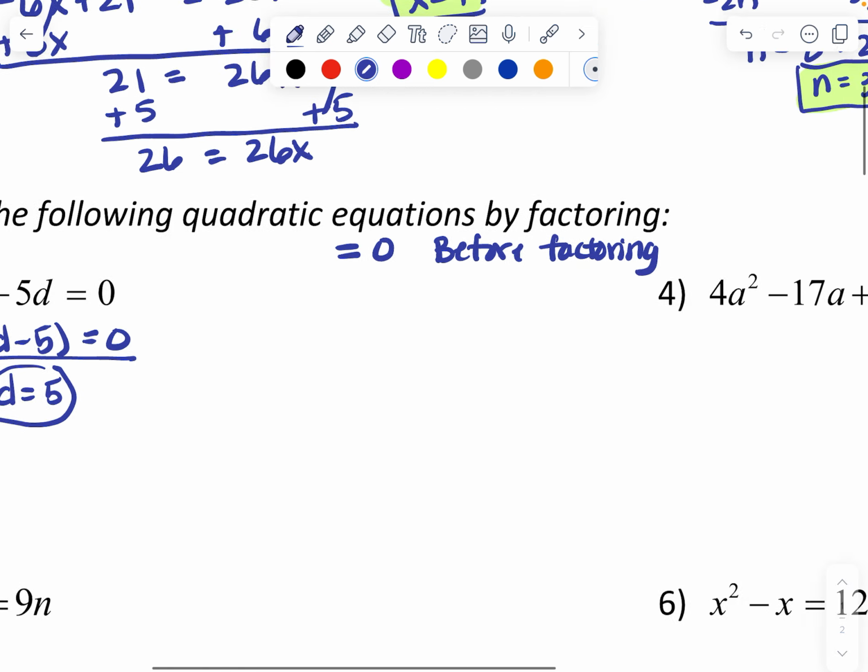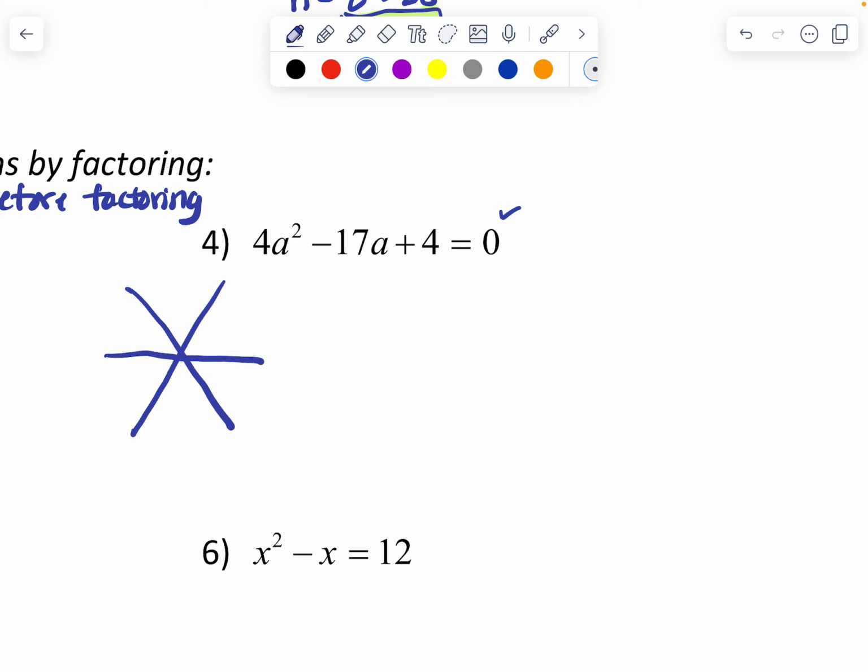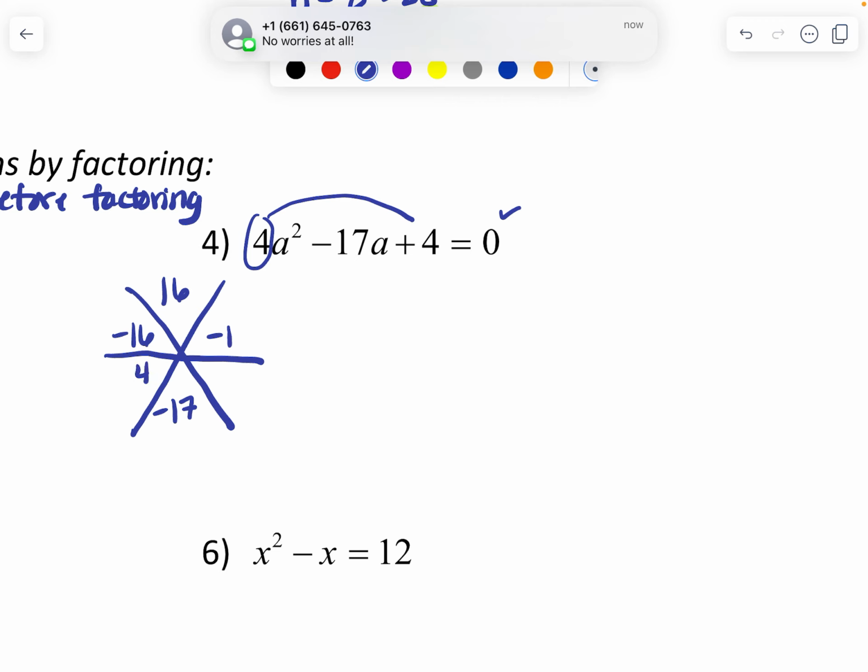Okay? For number 4, okay, again, it's equal to 0, so I'm good to go there. This is a big star, so let's go ahead and put that together. So on top, I'm going to have 4 times 4 is 16. On the bottom, I'm going to have a negative 17, and that would be negative 16 and negative 1. Divide by your leading coefficient. And then negative 16 divided by 4 is negative 4.